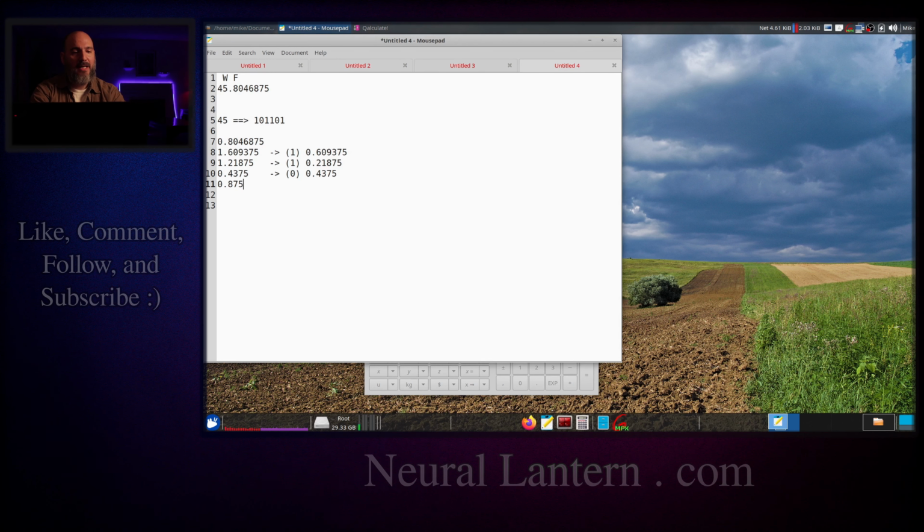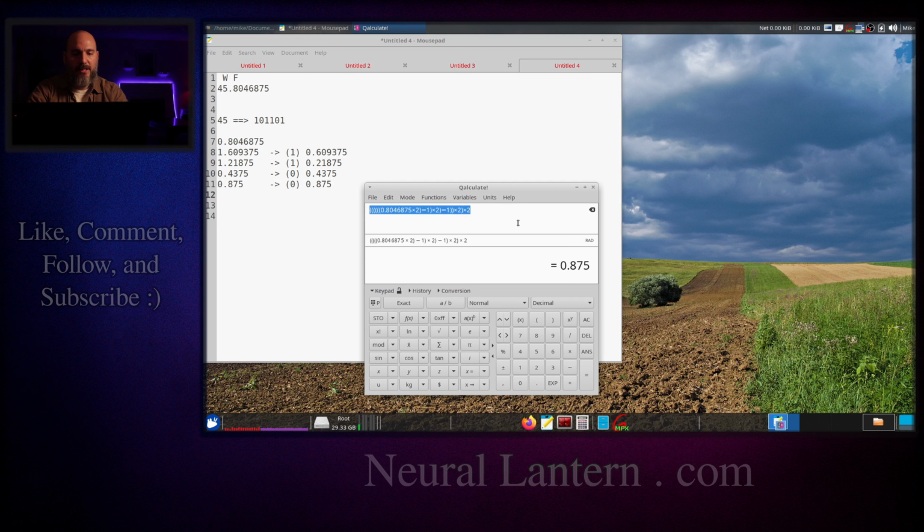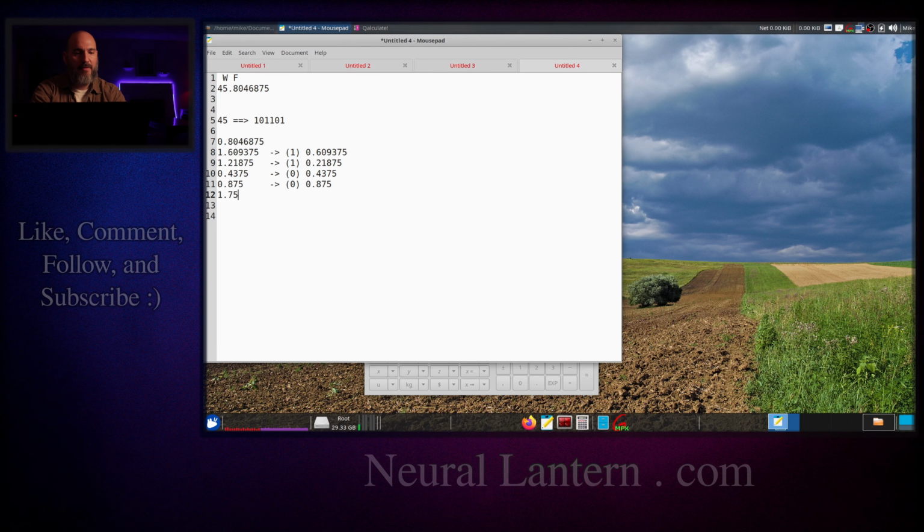Multiply by 2 again, times 2, so it's going to be 1.75, and then of course we'll have a 1 in the binary position, and the leftover is going to be 0.75. So let me just go back to the calculator and I'll say minus 1 times 2, it'll give us 1.5. So 1.5 over here means we'll have a 1 in the binary position because it was equal to or greater than 1. The leftover is going to be 0.5.